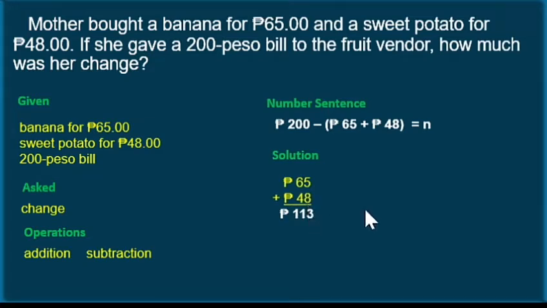By the time we subtract 113 pesos from 200 pesos, we have this. We have 87 pesos as shown on the screen. So when you subtract, you have 87 pesos. This actually means that our change is 87 pesos.